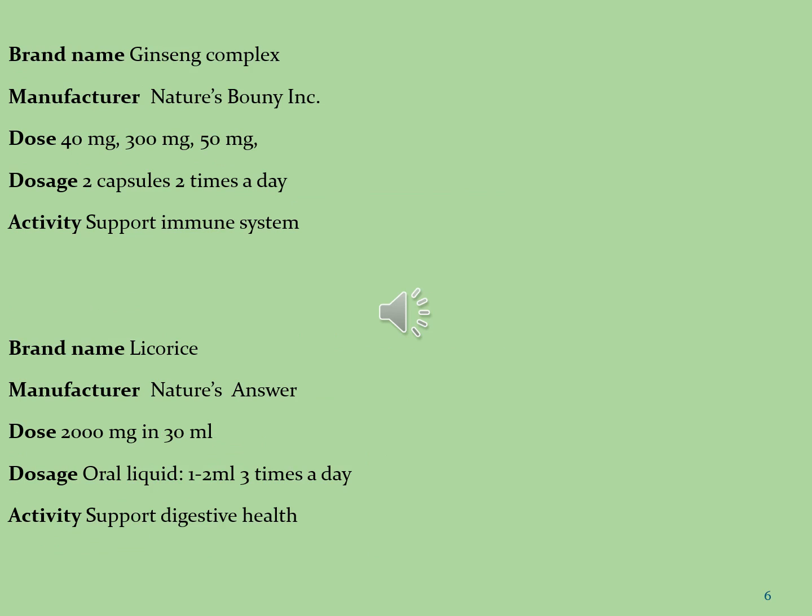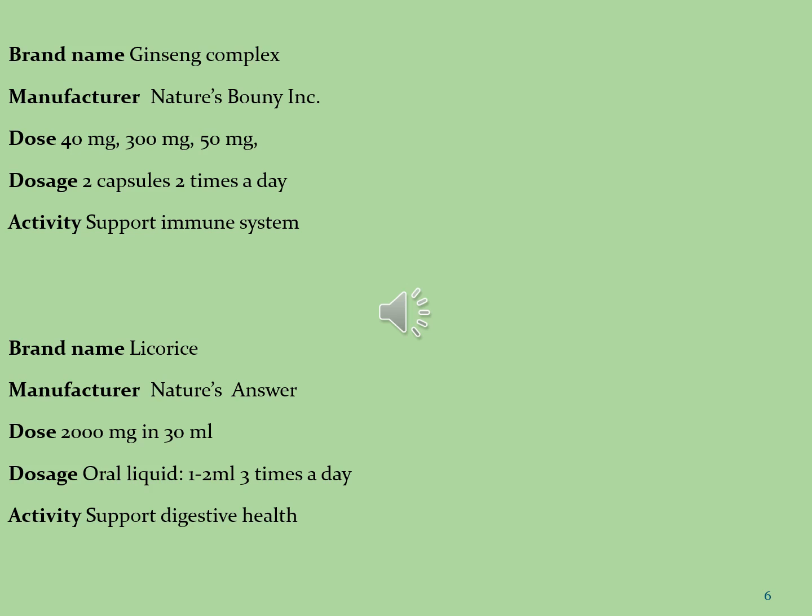Another product is ginseng complex, which is manufactured by Nature's Bounty Nutraceuticals. We take its dose 40 mg, 300 mg, and 50 mg per day. It is formulated in capsule dosage form, and we can take 2 capsules 2 times a day. It is used to support the immune system.